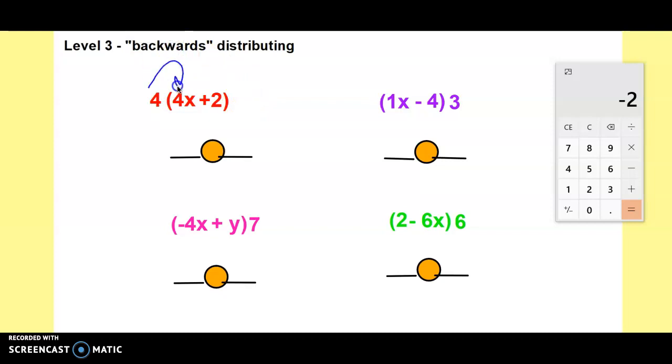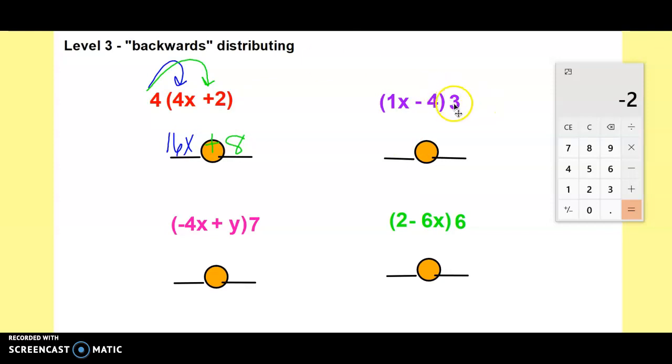So 4 times positive 4x gives us 16x, and then when we move to the back end distributing, 4 times, remember, positive 2, right? Gives us an answer of positive 8, so it's plus 8. Okay, so same thing over here.